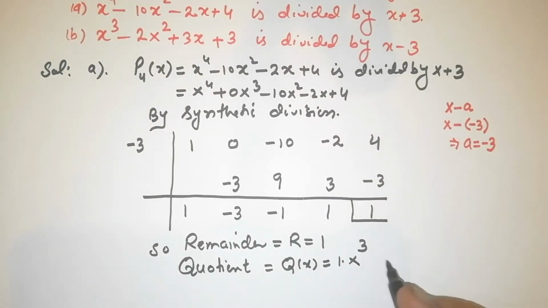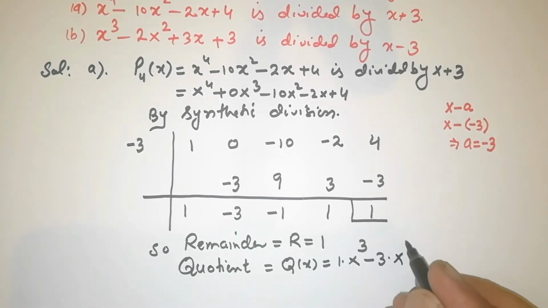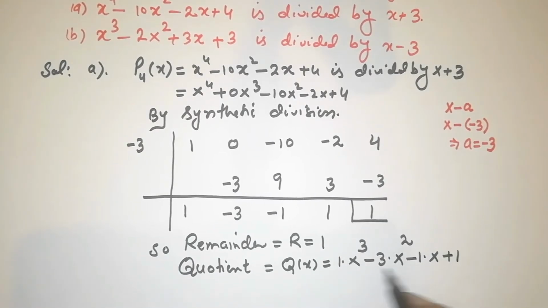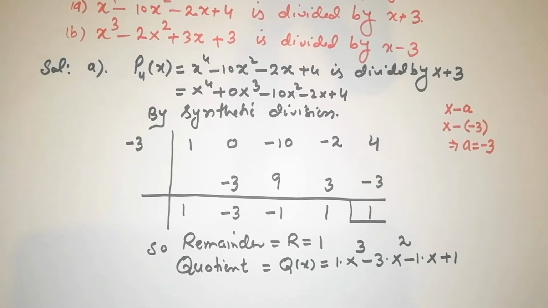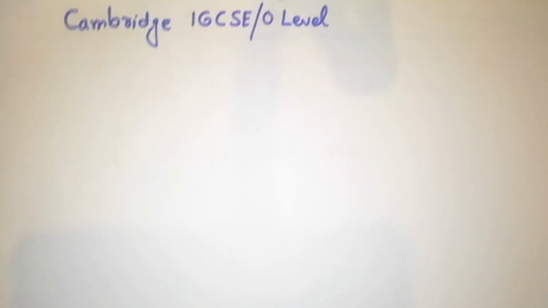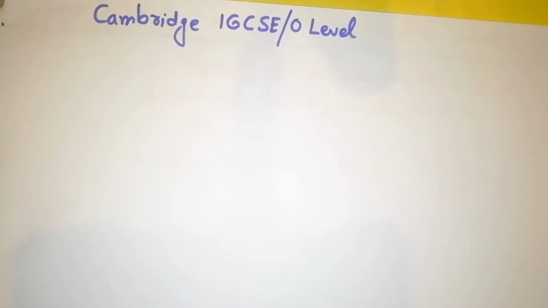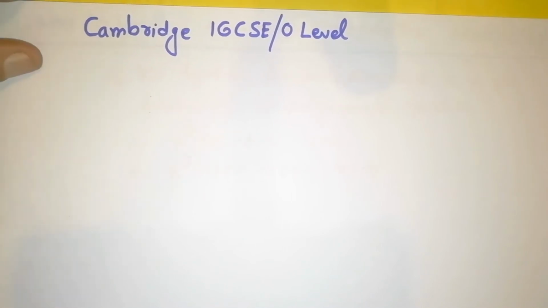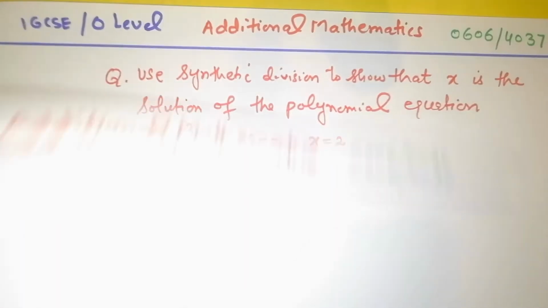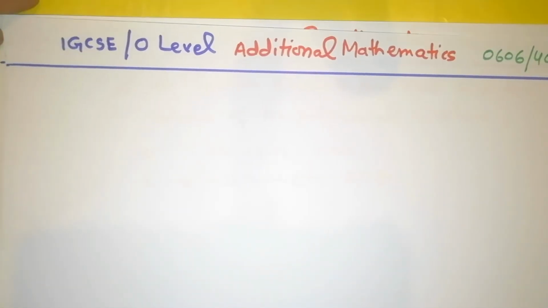This is the method. Minus 3 is the coefficient of x square. Minus 1 is the coefficient of x, and then plus 1. This is the quotient. So students, now we solve its second part, the B part. See here, the B part of this question. For this I take a new page, a new page for this new question.